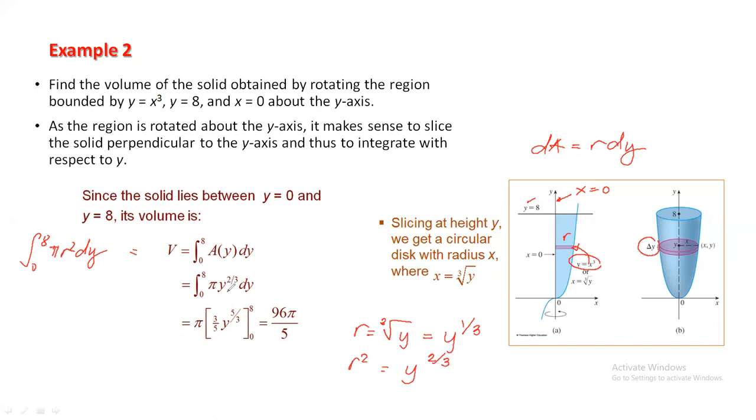The reason why you have here y raised to 2/3 as your r squared is coming from this formula. So you have to use the power rule in here. So y raised to 5 over 3, divided by 5 over 3, which is written here as 3 over 5 because it appears in the denominator of your variable y. So substituting the limit 8, because 0 will just make this one 0, the answer for the volume is 96 pi divided by 5 cubic units.